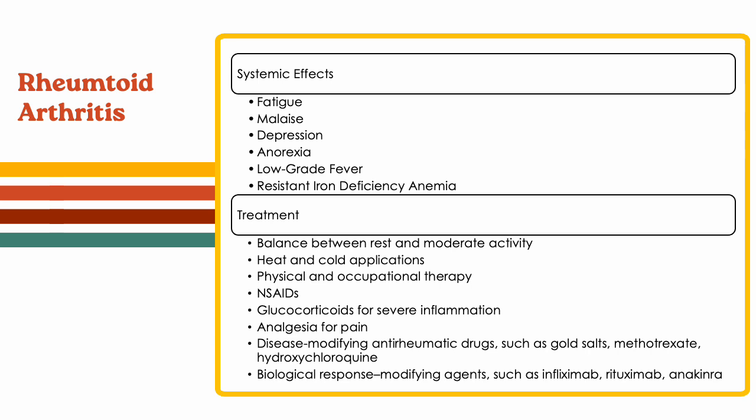As far as treatment, you want to balance rest and moderate activity. You want to have heat and cold applications. You have physical and occupational therapy that can help with movement, NSAIDs and analgesia. You want glucocorticosteroids for inflammation. You want disease-modifying anti-rheumatic drugs such as gold salts, methotrexate, and hydroxychloroquine. You also have biological or biologics such as infliximab, rituximab, and anakinra. So all of these would help with the autoimmune part of this disease process.